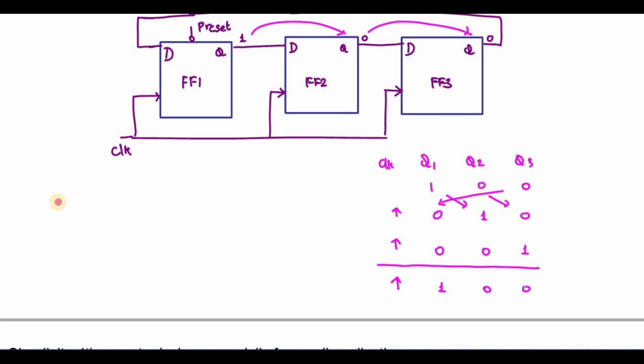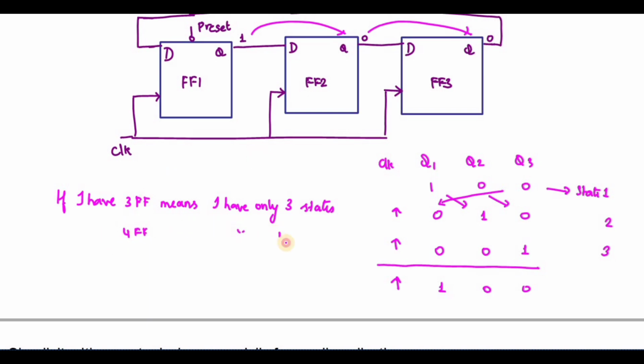So if I have 3 flip flops, I have only 3 states. Okay, so this is my state 1, state 1, 2 and 3. So if I have 3 flip flops, I have 3 states. If I have 4 flip flops, I have 4 states. So you can verify by yourself.